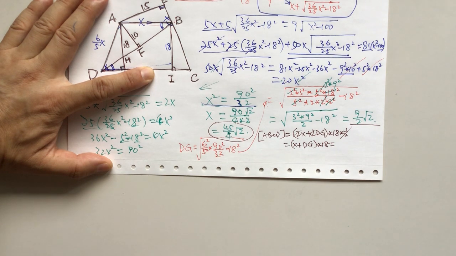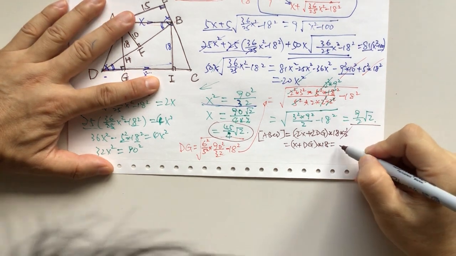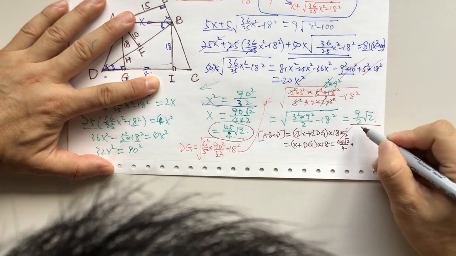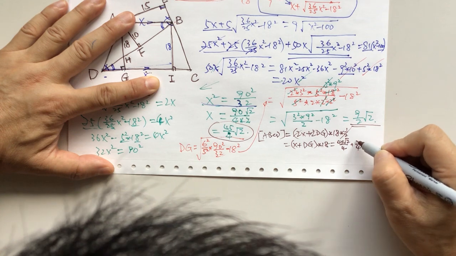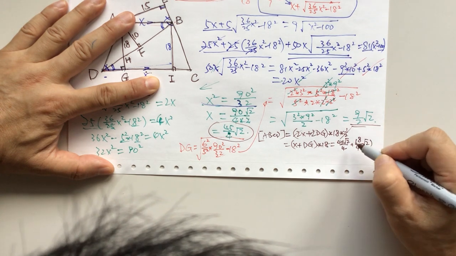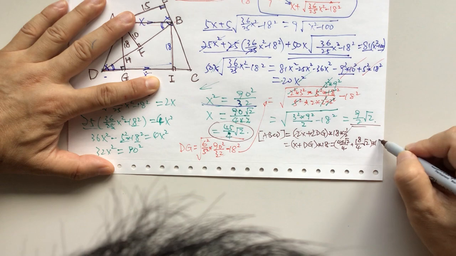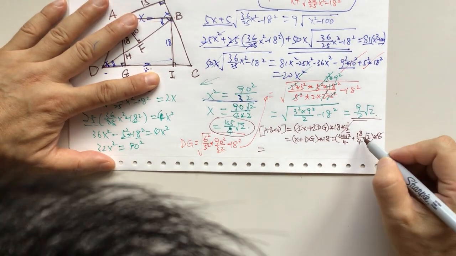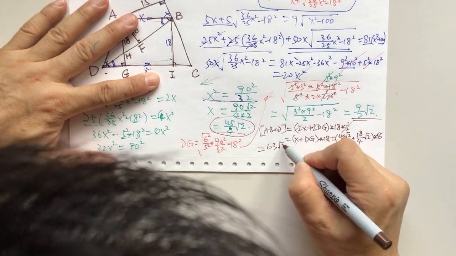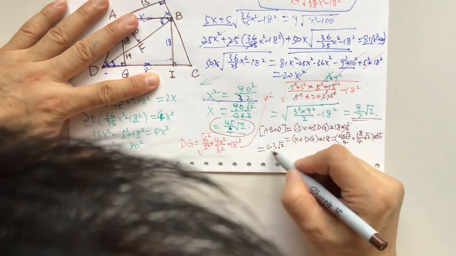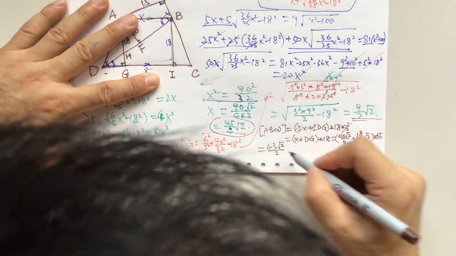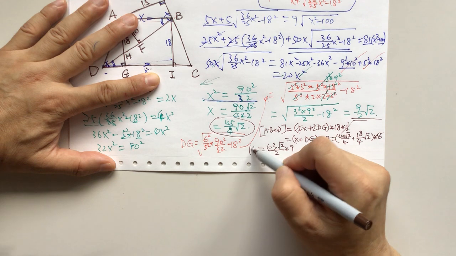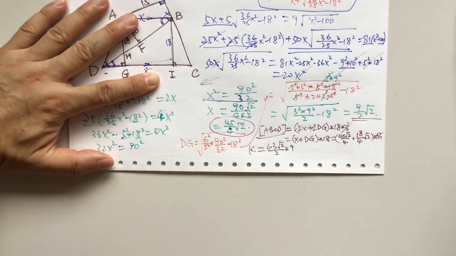So what will be? That's 45 square root of 2 over 2 plus this one I just changed, here is 18 square root of 2, then times 18. So how much for this one? That's 63 square root of 2, right? Over here is 2, and then times 9. That's k. The area of this one, ABCD, that's k.